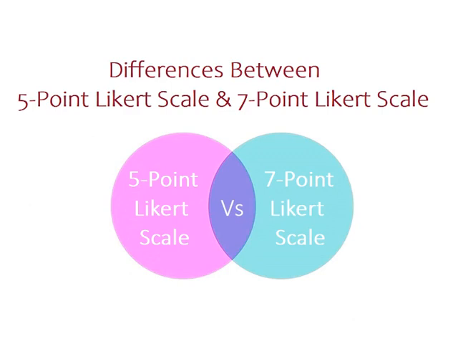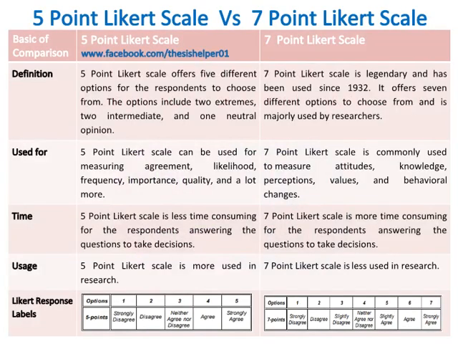Differences between 5-point Likert scale and 7-point Likert scale. 5-point Likert scale versus 7-point Likert scale. 5-point Likert scale offers 5 different options for the respondents to choose from. The options include 2 extremes, 2 intermediate, and 1 neutral opinion.